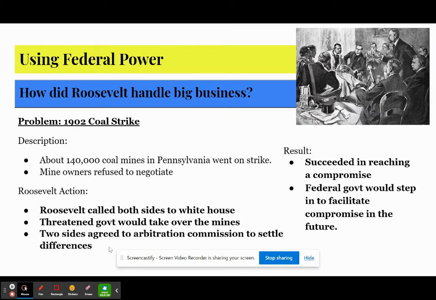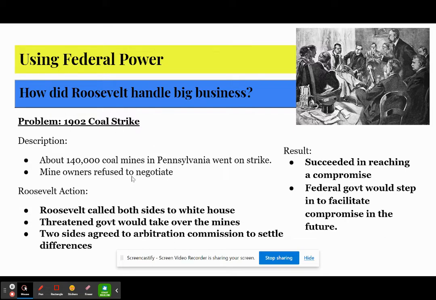So the first C that we're going to look at with Theodore Roosevelt is how he handled big business or control of corporations. So in 1902, there was a coal strike, and about 140,000 coal miners in Pennsylvania went on strike, and the mine owners refused to negotiate. So what happened was, and you'll put this on your guided notes, the problem is the coal strike. If you want to write a few notes under the coal strike, under the problem, for your own knowledge, you can do that.